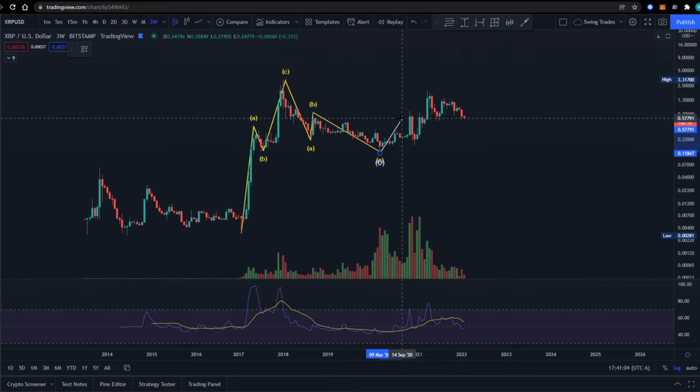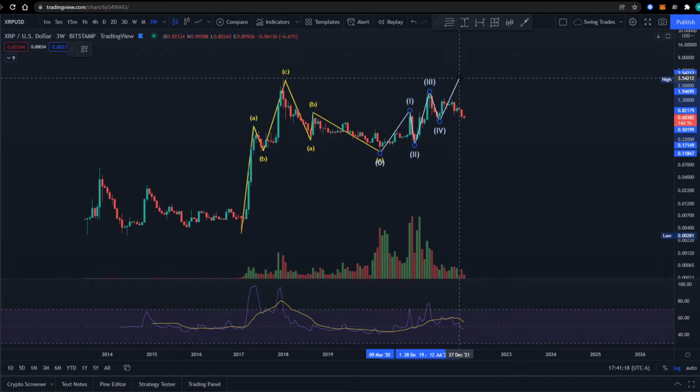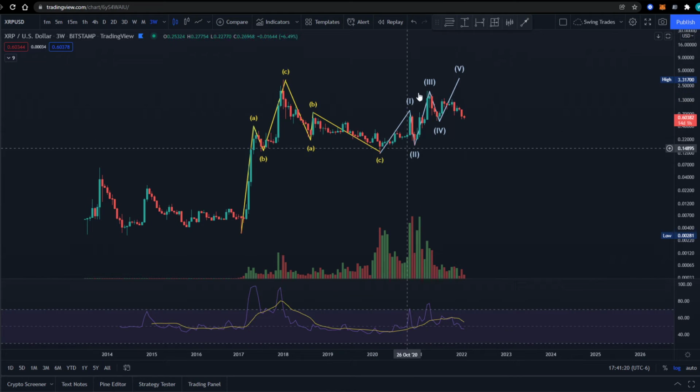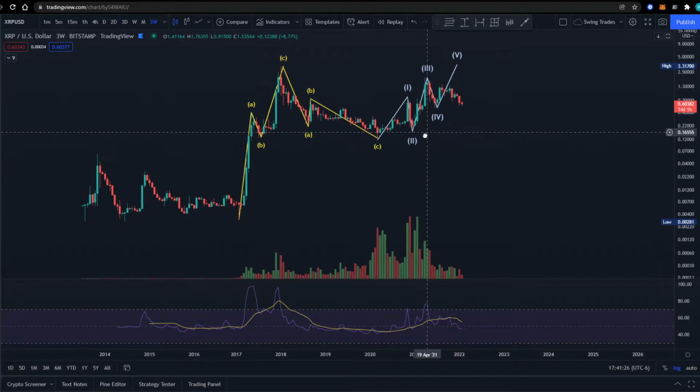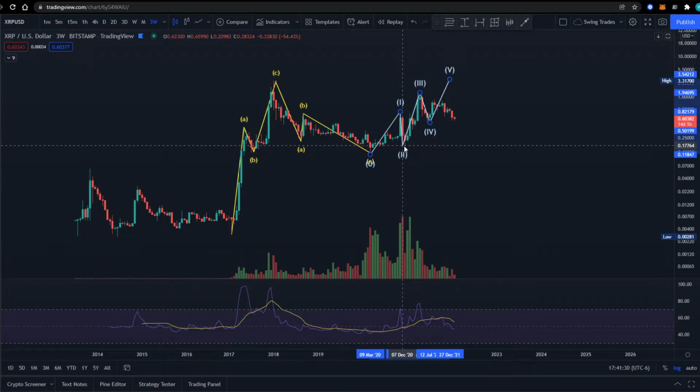Now first I want to start off, I want to go from the bottom to the first high. And then I want to pull down and then go to the second high. Then I want to pull down and then go to a third high. Now that would be a 5-wave structure. The only issue with this right here is that this was kind of a black swan event.